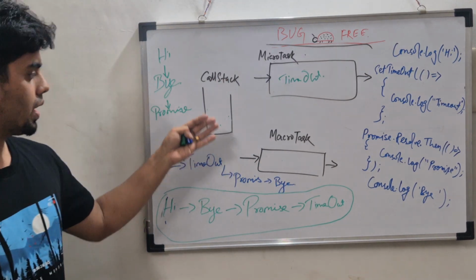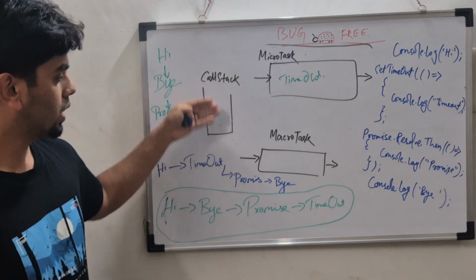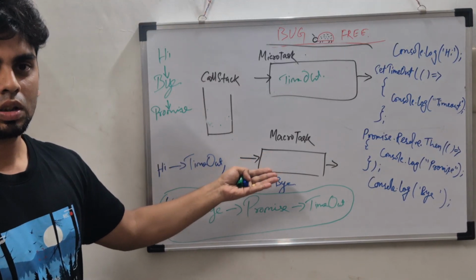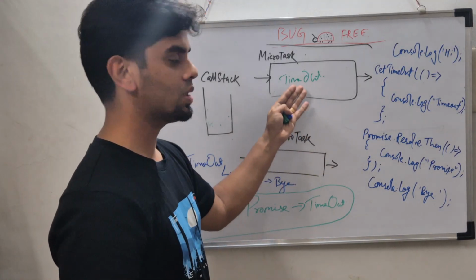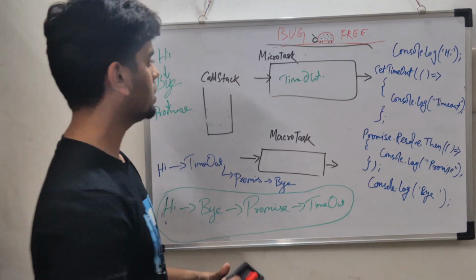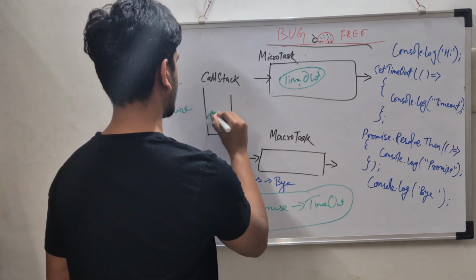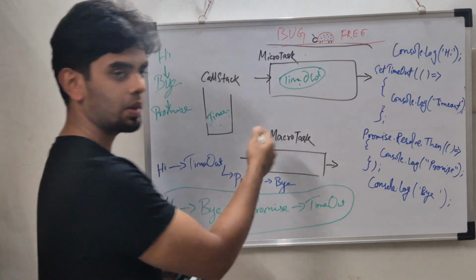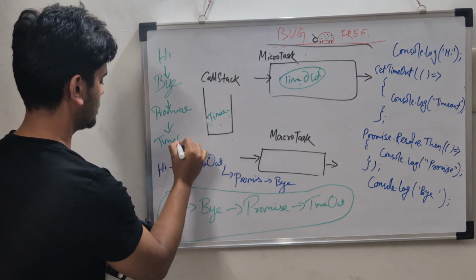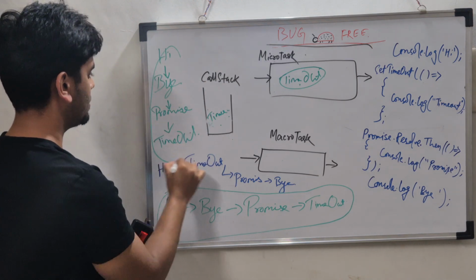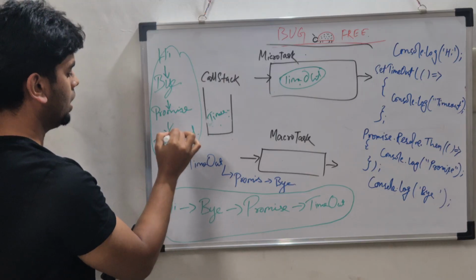The JavaScript engine again checks whether anything is in the call stack to execute. No. So it will check the macro task queue. Again nothing is there in the macro task, so it will go to the micro task, which is the last one in the event loop. There, you can see the timeout is there. Now this timeout will get pushed to the call stack. Once it comes to the call stack, it will get executed and timeout will get printed. At the end, the output which I showed came like hi, bye, promise, and timeout.